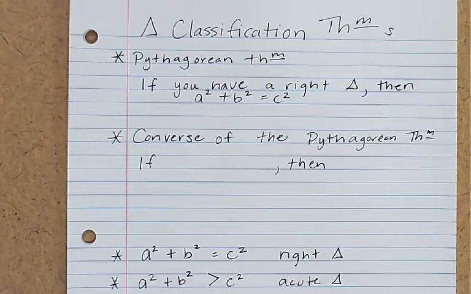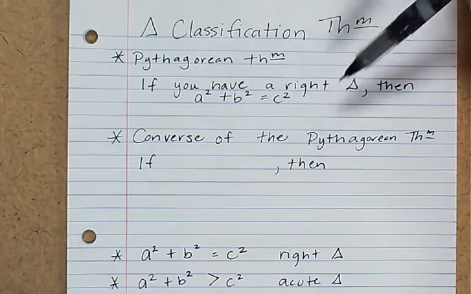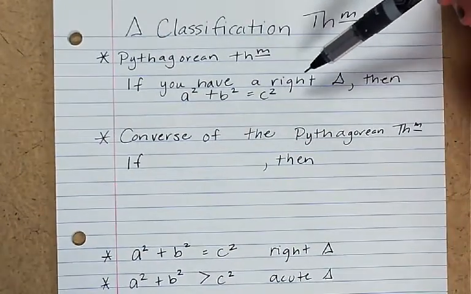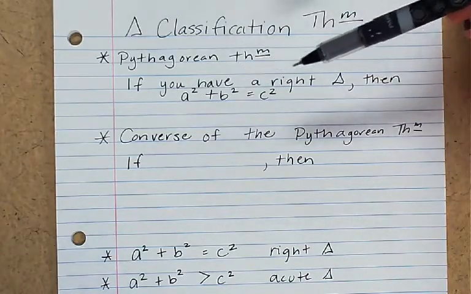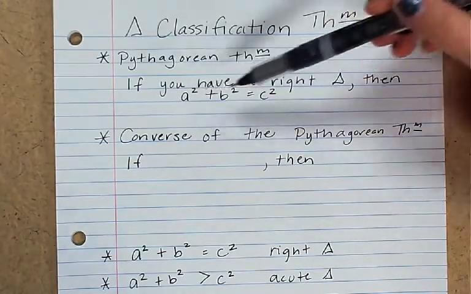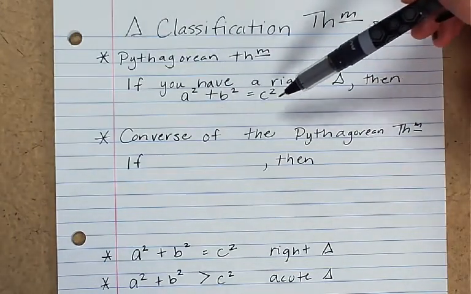This video is a review for the Edgenuity lesson, Triangle Classification Theorems. What they start off talking about is the warm-up, where they reintroduce you to the Pythagorean theorem. What that says is if you have a right triangle, and the important part here is it has to be a right triangle, then a squared plus b squared equals c squared. So you can square the two sides, add them together, and that will be the length of the hypotenuse squared.